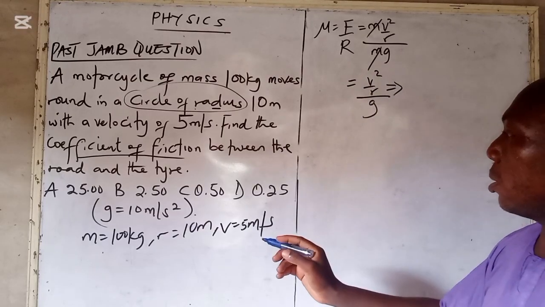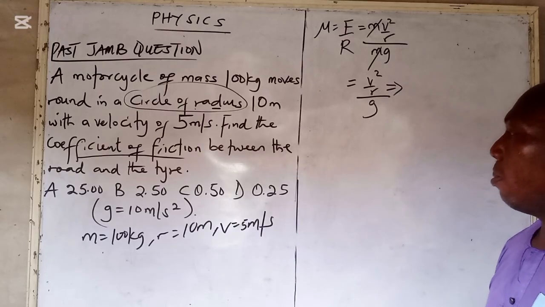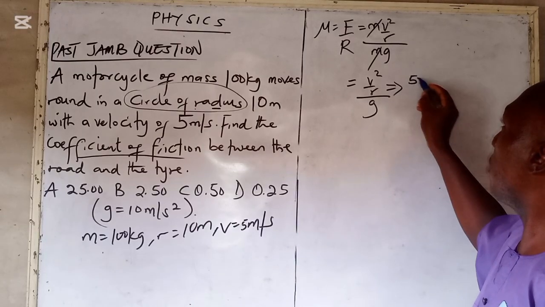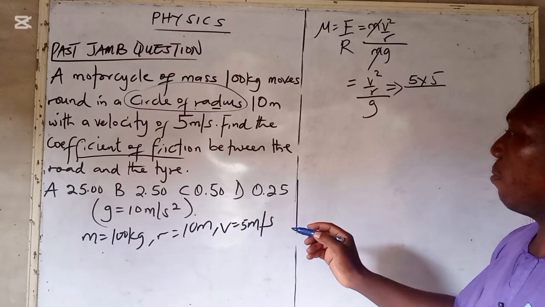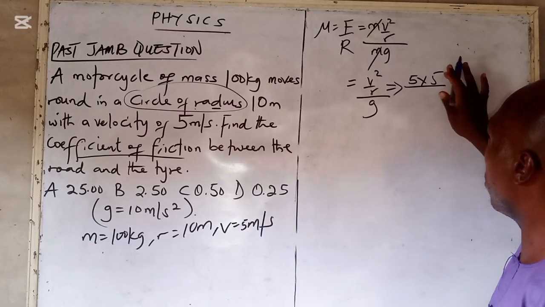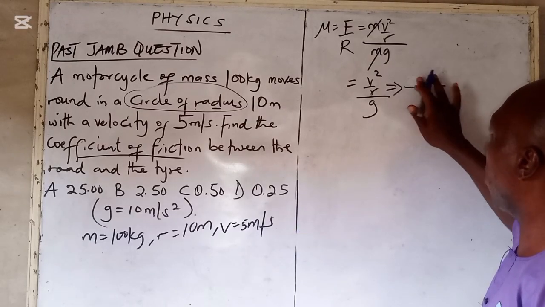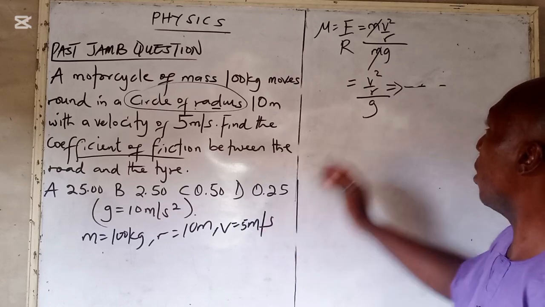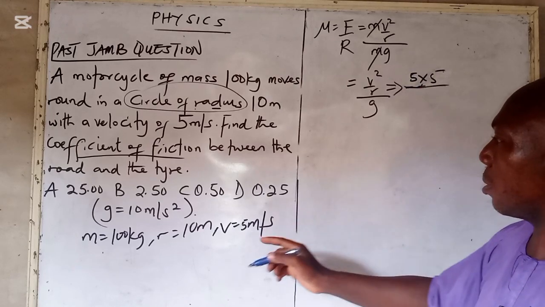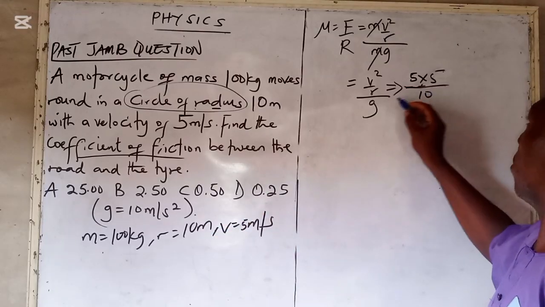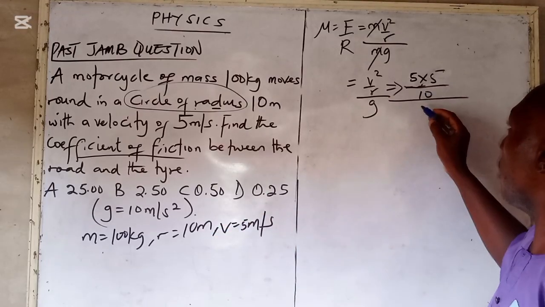So our velocity is 5. We have 5 times 5. Our radius is 10. Sorry, our velocity is 5, that's 5 times 5, and our radius is 10 over our g is 10.